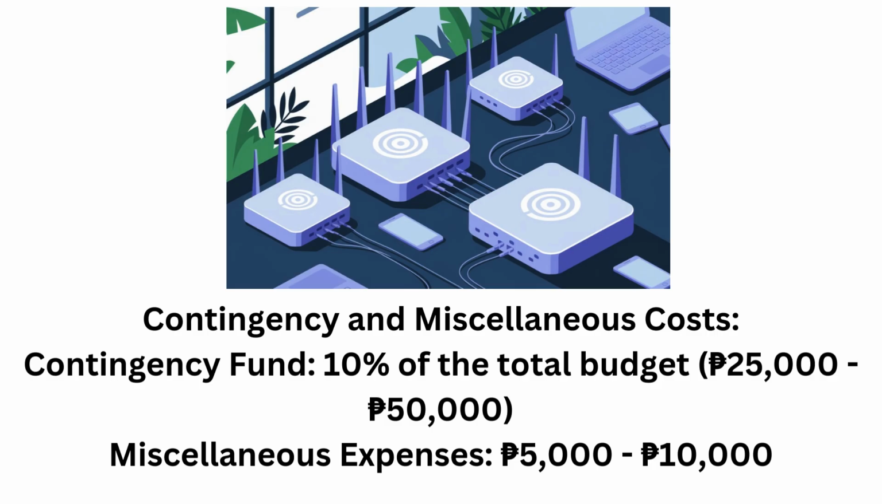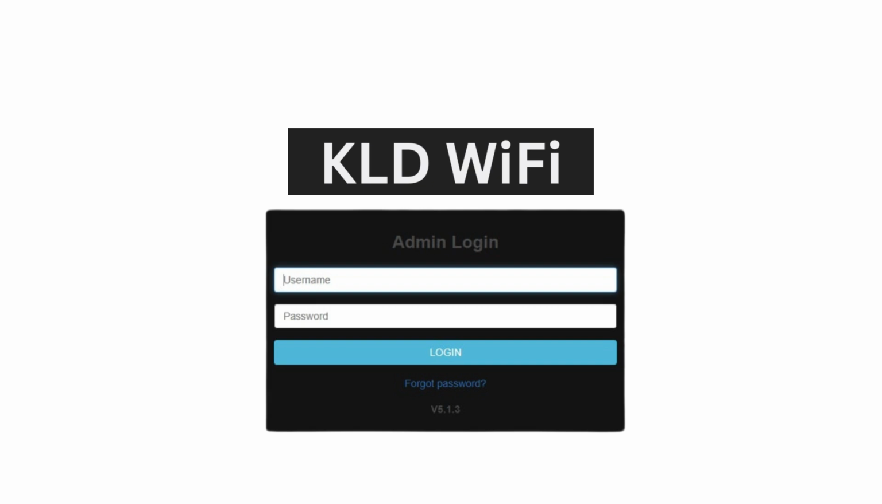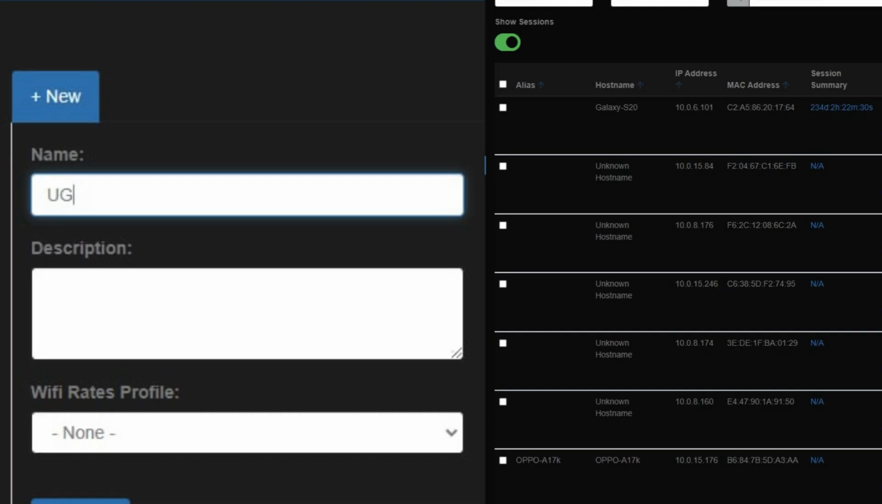Philippine peso 20,000. Training costs, user training, Philippine peso 5,000. Philippine peso 10,000. Administrator training, Philippine peso 5,000. Philippine peso 15,000. Contingency and miscellaneous costs, contingency fund, 10% of the total budget, Philippine peso 25,000. Philippine peso 50,000. Miscellaneous expenses, Philippine peso 5,000. Philippine peso 10,000.